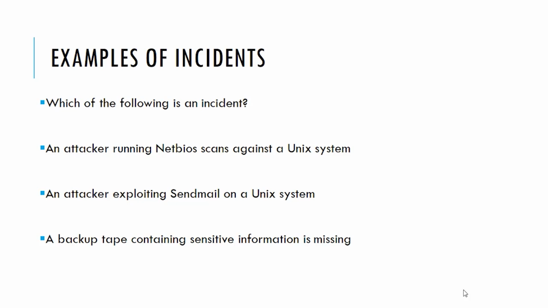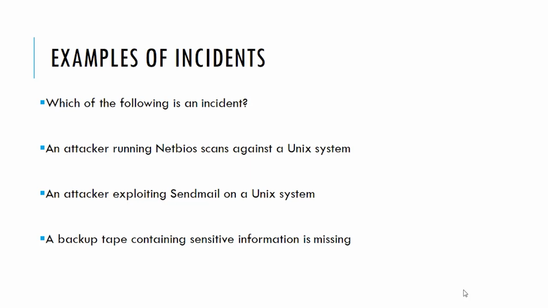In the first two, we say an attacker explicitly, and we determine the type of the scan and the type of the attack. In the first, it is NetBIOS scans. In the second, it is exploiting sendmail, and we are determining the victim. In both lines, it is a Unix system that is being attacked by an attacker through some known technique of attack. So the first two are clearly incidents and should be addressed, and you, as a security specialist, should take your defensive techniques against them.